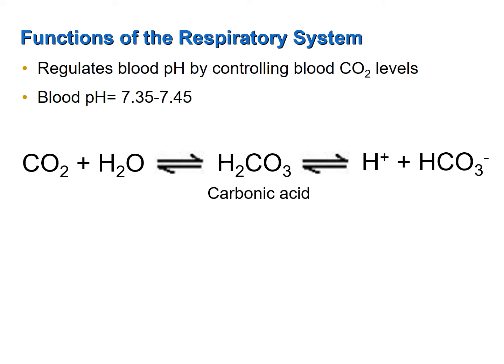We will not discuss how the respiratory system regulates blood pH to any great extent in this chapter. When we discuss the urinary system toward the end of the semester and how the urinary system regulates blood pH, we will talk about the details about how the respiratory system regulates blood pH as well.